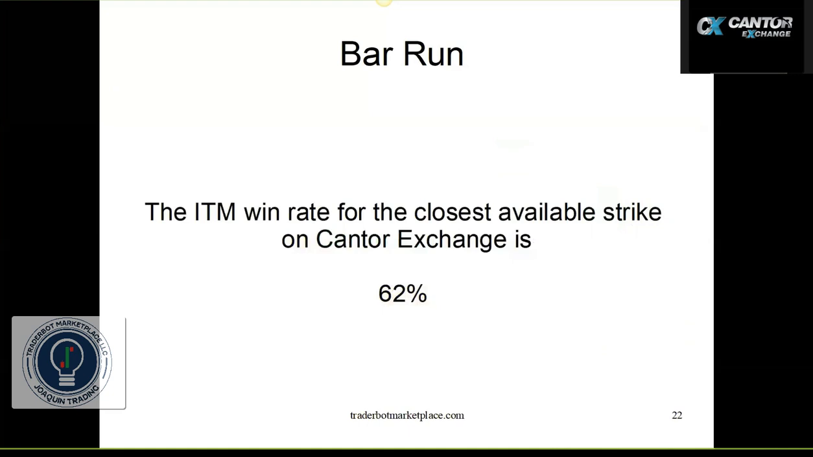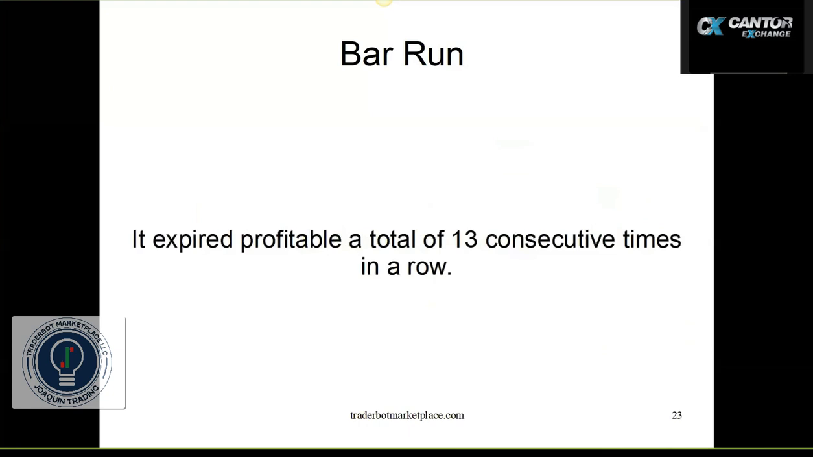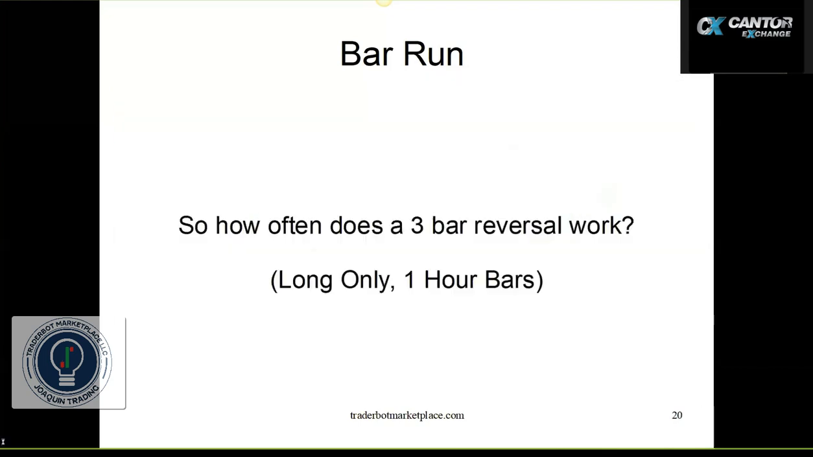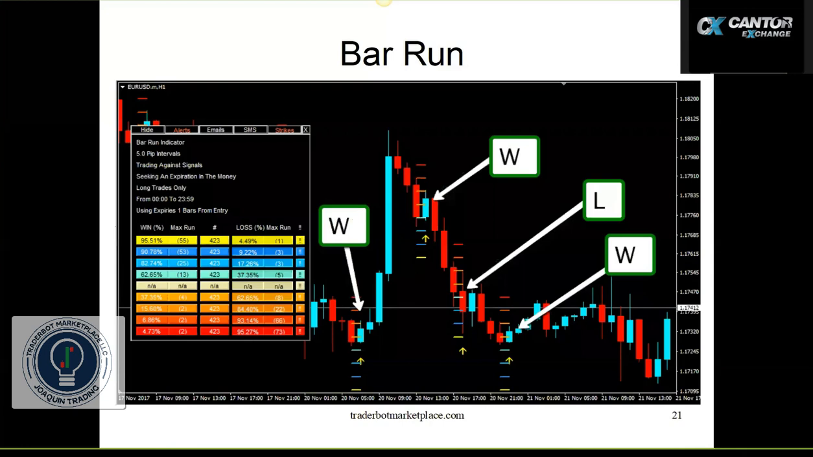Okay, so the ITM win rate for the closest available strike on Cantor Exchange, and that's who we're going to talk about today, is 62%. It expired profitable a total of 13 consecutive times in a row and lost only 5 times in a row. Let's go take a look at that again and see what I'm talking about. Right here you can see the number 13, and right here you can see the number 5.